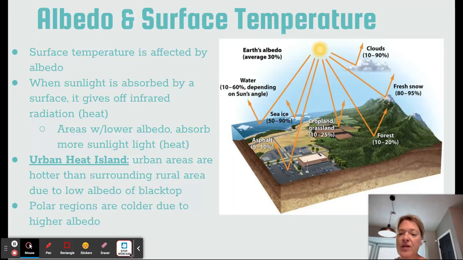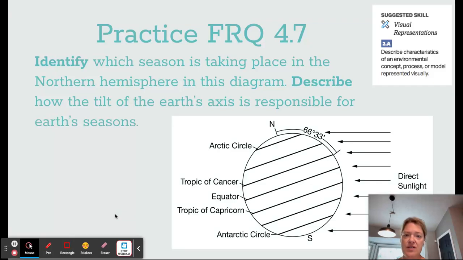So polar regions are a lot colder because they actually have a very high albedo. And so understanding that the albedo of an object actually causes these temperature differences, that's important to know.